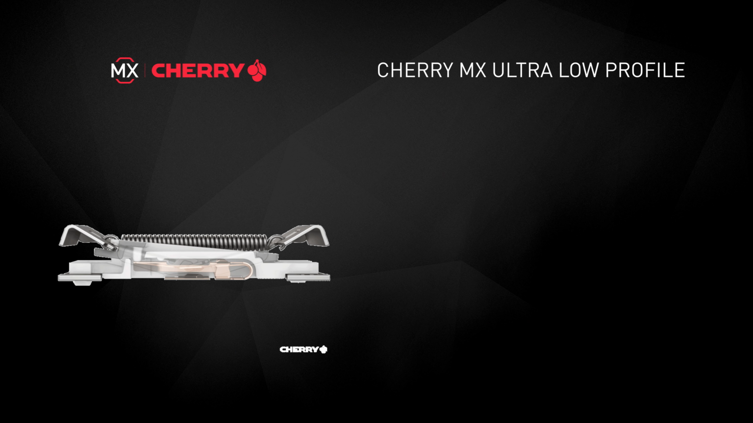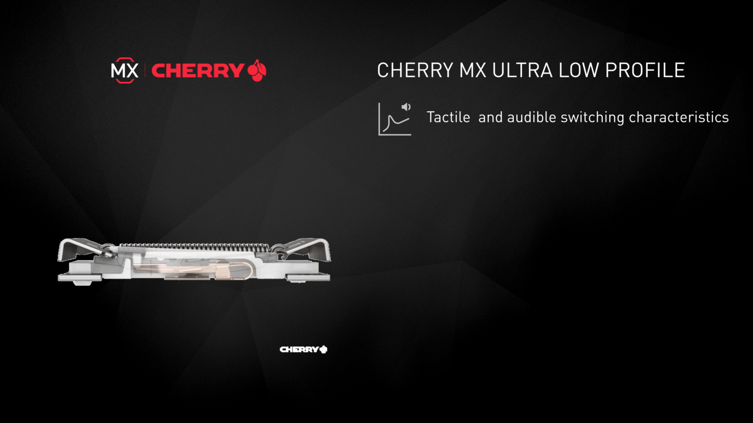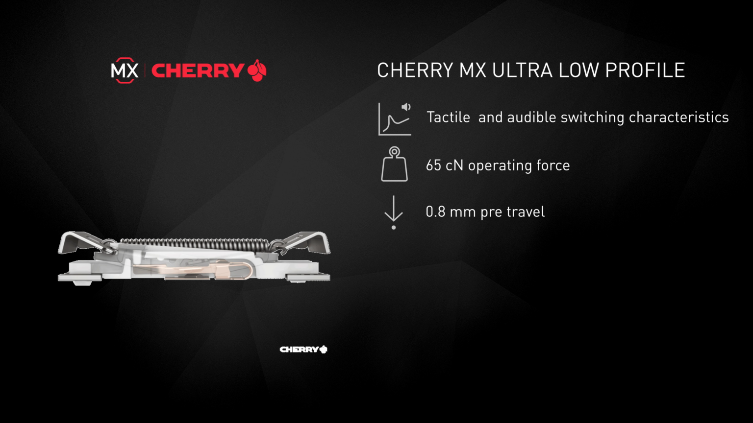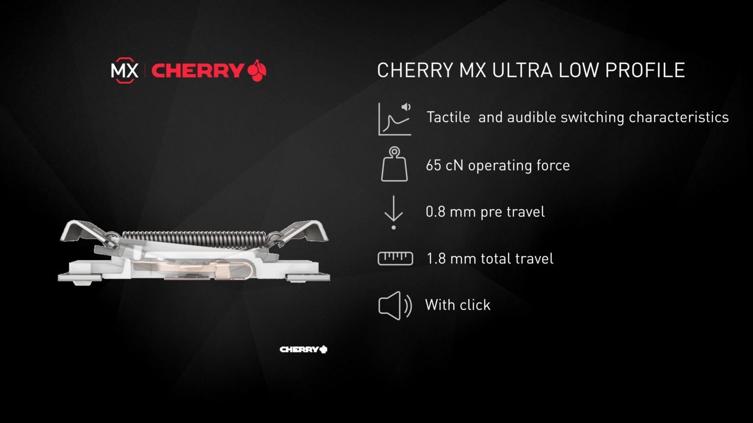But how does the MX Ultra Low Profile actually feel? It features a tactile switching characteristic and also generates acoustic feedback in the form of an audible click. Also, the MX Ultra Low Profile offers a pretravel of only 0.8 millimeters. Then the switch also actuates directly and provides an ergonomic overtravel of 1.0 millimeters. So the total travel amounts to 1.8 millimeters.